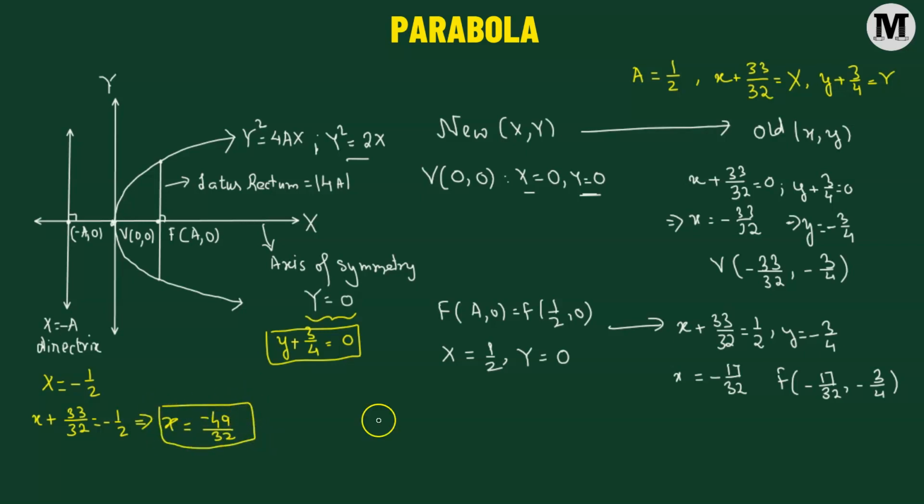And then finally, we obtain the length of the latus rectum. The length of the latus rectum of the parabola is the absolute value of 4a. The value of a is half, so the length of the latus rectum is 2 units. It doesn't matter which coordinate system you use, be it the new system or the old system, the length is always fixed at 2 units because the shape of the parabola does not change. So we have successfully obtained the coordinates of the vertex, the coordinates of the focus, the equation of the axis of symmetry, the equation of the directrix, and the length of the latus rectum of the parabola.